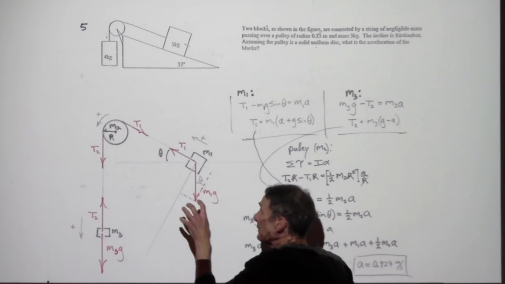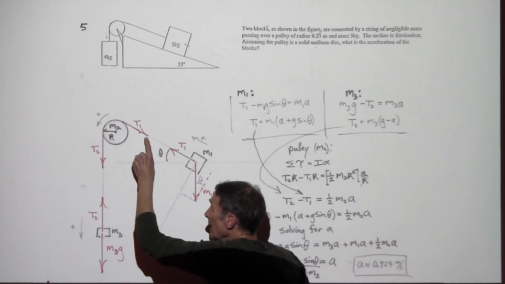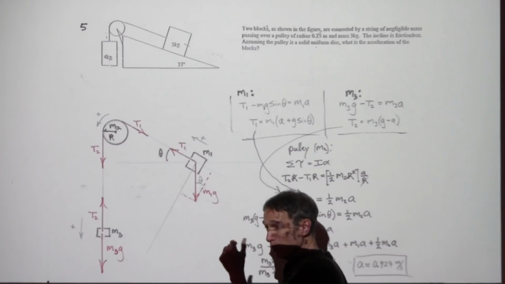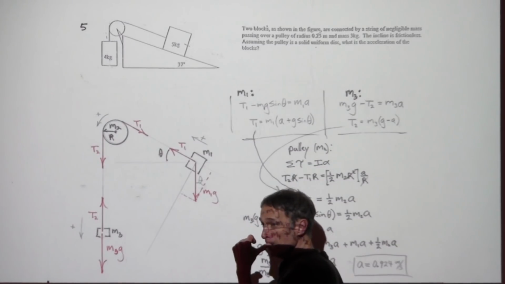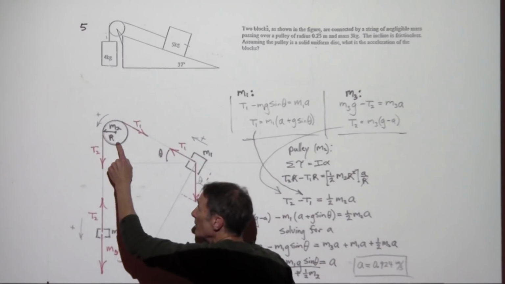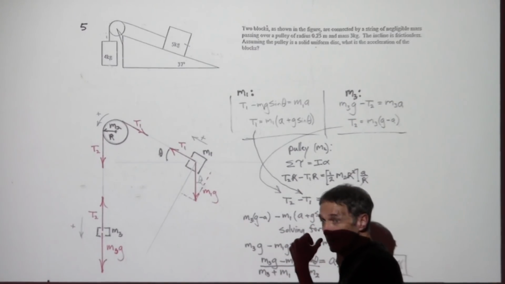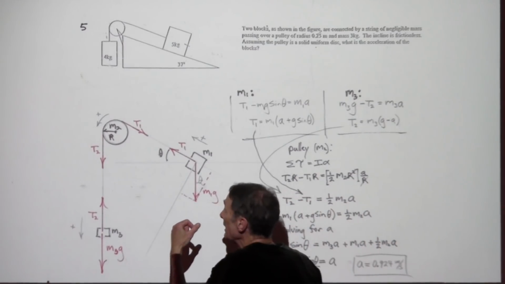We've got a little different case here. If these two T's are the same, is this pulley even going to rotate? If T1 was equal to T2, would that rotate? Yeah, right, it would not rotate. We need to get it to rotate.